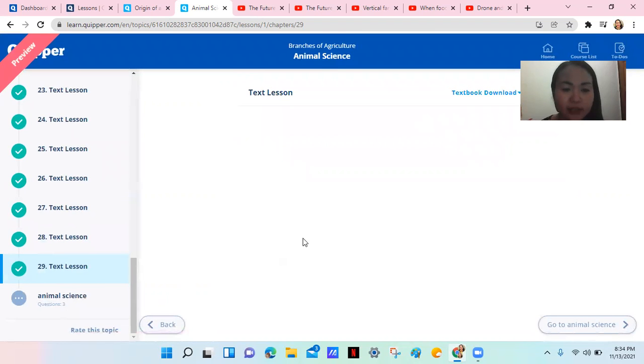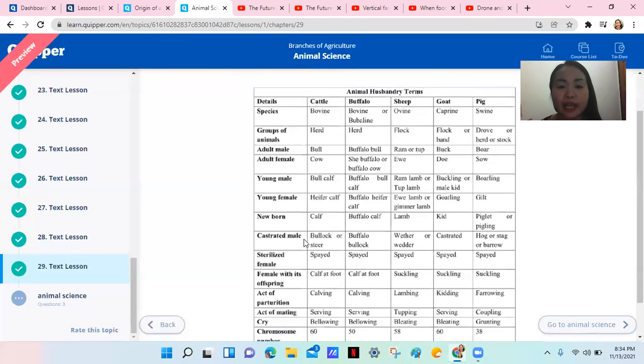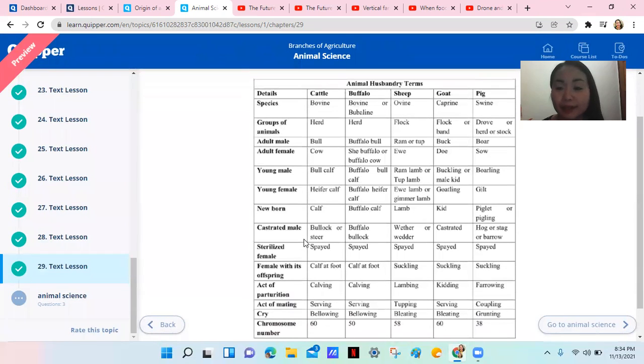And lastly, finally, we have the different animal husbandry terms, in terms of what the animals are called: in terms of species, group of animals, adult male or adult female. For cattle, the whole species is called bovine, same with buffalo. For sheep, ovine, for goat, caprine, and for pig, swine. As a group of animals, they are called herd for cattle and buffalo, flock for sheep, herd or band for goat, and for pig, they are called drove or herd or stock.